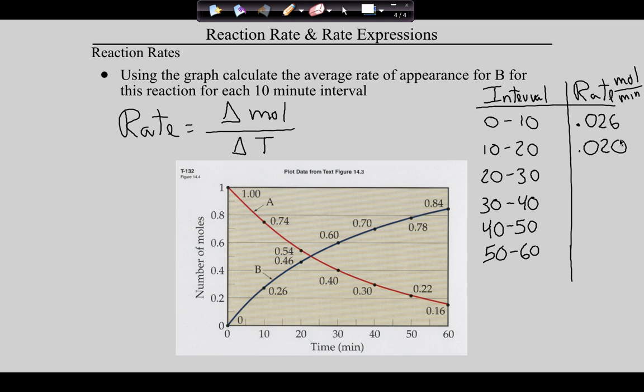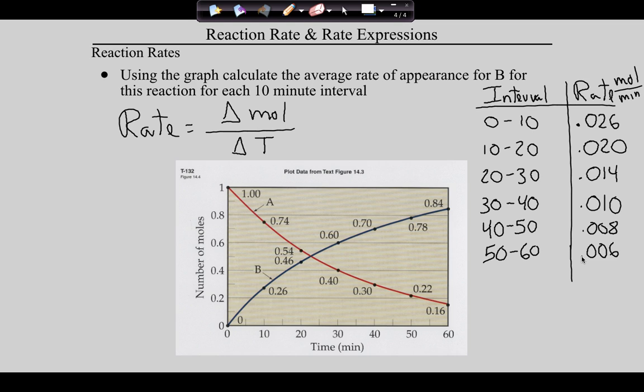And then Jacob, what did you guys get? 0.014, then 0.010, 0.008, and 0.006. Okay, let's analyze this data. First of all, as time goes on, what's happening to the rate? It's going down. The rate is initially 0.026 moles per minute, and by the end it is 0.006 moles per minute.